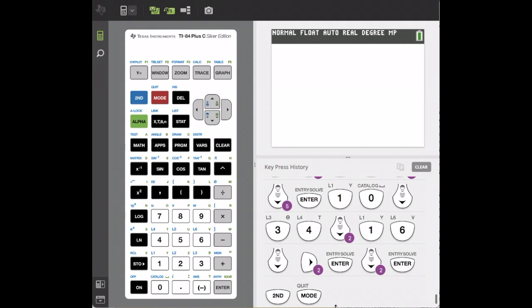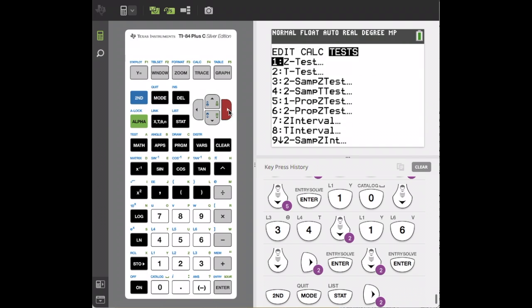It's going to be a video covering how to do each of the tests and intervals that we've learned so far in Honors Stats on the calculator. So to get to all the inference procedures, you got to hit stat and go over to the test menu.